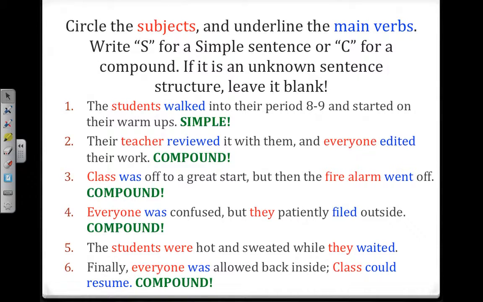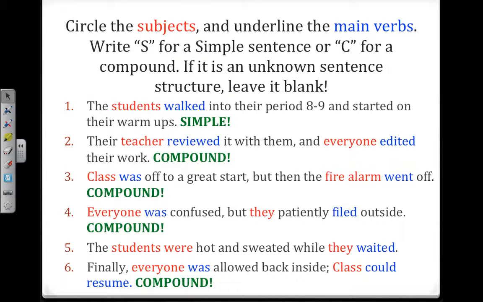Number 5, the students were hot and sweated while they waited. Students is my subject. Were is my linking verb. They is my next subject. Waited is my next verb. But wait a second. Where's my coordinating conjunction? Where's for, and, nor, but, or, yet, so? Or where's a semicolon? I don't have either of those things. So this is a red flag to me that number 5 is not compound. It is a sentence structure that I haven't learned yet.